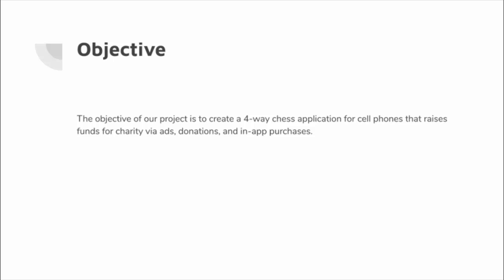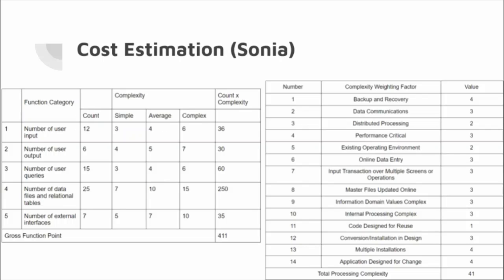And so this chess application will be for cell phones, and it's going to raise funds for charity via ads, donations, and in-app purchases. I would like to talk about cost, effort, and pricing estimation. In order for us to try to achieve an efficient and effective software project, it is necessary to estimate the size and the cost of our project. Therefore, we decided to use the function point algorithm estimation method in order to help us better predict our estimations.